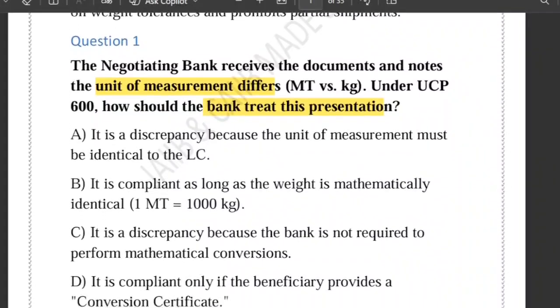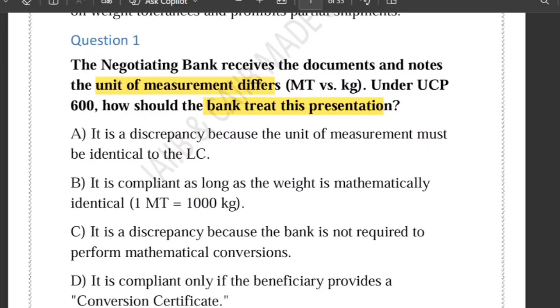Option A says that it is discrepancy because the unit of measurement must be identical to the LC. B says that it is compliant as long as the weight is mathematically identical. C says that it is discrepancy because the bank is not required to perform mathematical conversion. D says that it is compliant only if the beneficiary provides a conversion certificate. So these are the 4 options that have been given to you, right?